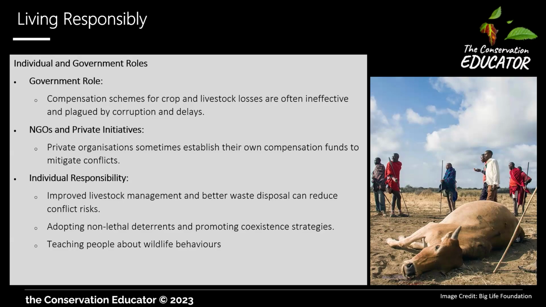Also, it's important to learn about wildlife behaviors. Why is that animal reacting or acting the way it does? If you understand the behavior, you'll be able to understand how to mitigate the risk.